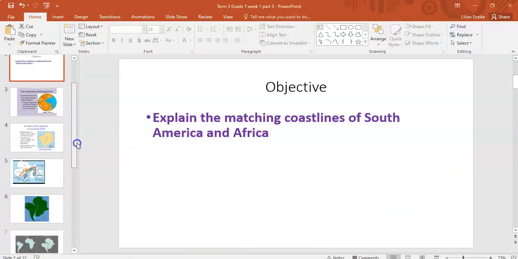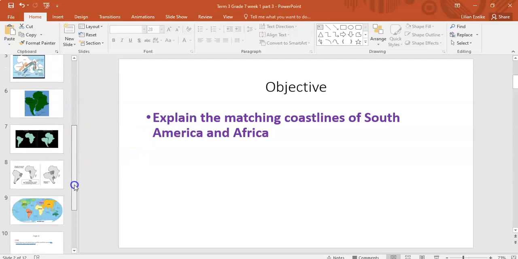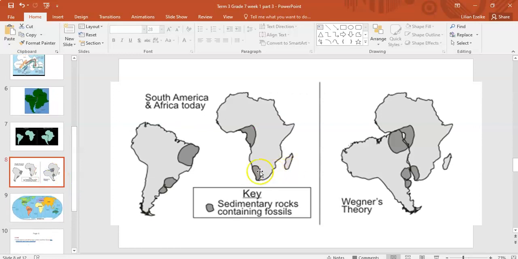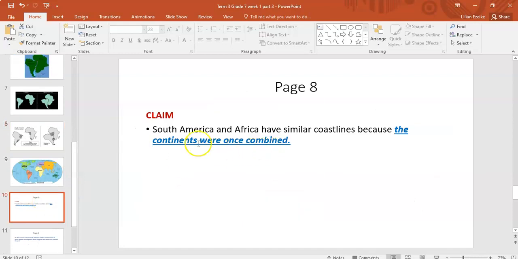Okay, I believe that maybe you are already thinking, you're trying to figure out what should be your answer. Now let's go quickly. Remember what I showed you here? We can see they have similar coastlines because they were once fit together. So we can say from the claim in page 8, South America and Africa have similar coastlines because the continents were once combined. When they were once combined as a supercontinent in Pangaea, as they are drifting apart, they still retain the coastlines, the boundaries that each of them have. So this is the reason South America and Africa have similar coastlines.